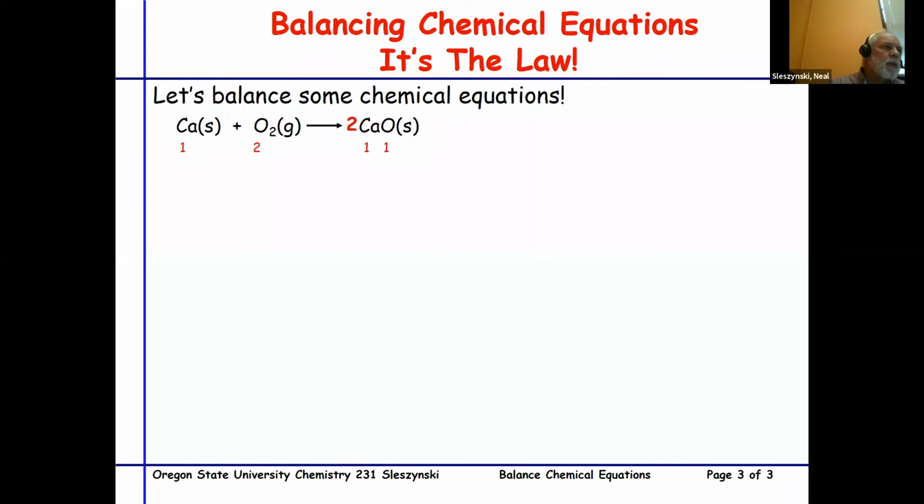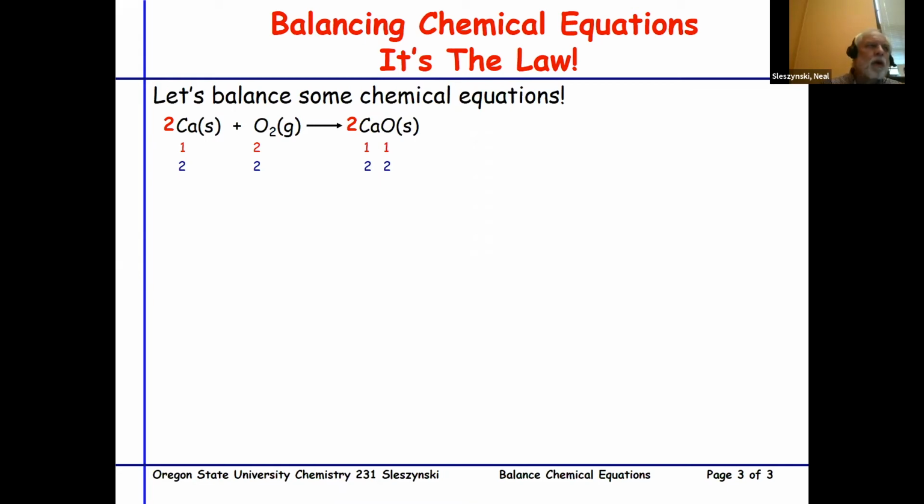We're going to address that problem by putting a stoichiometric coefficient of 2 in front of calcium oxide, indicating that we're going to create two molecules of calcium oxide. That now gives me two atoms of calcium and two atoms of oxygen. My oxygen atoms now agree with each other, but my calcium atoms do not. I am also going to have to put a 2 as a stoichiometric coefficient in front of calcium. That now gives me two calciums, two oxygens on the left-hand side, two calciums, two oxygens on the right-hand side. So my chemical equation is balanced.